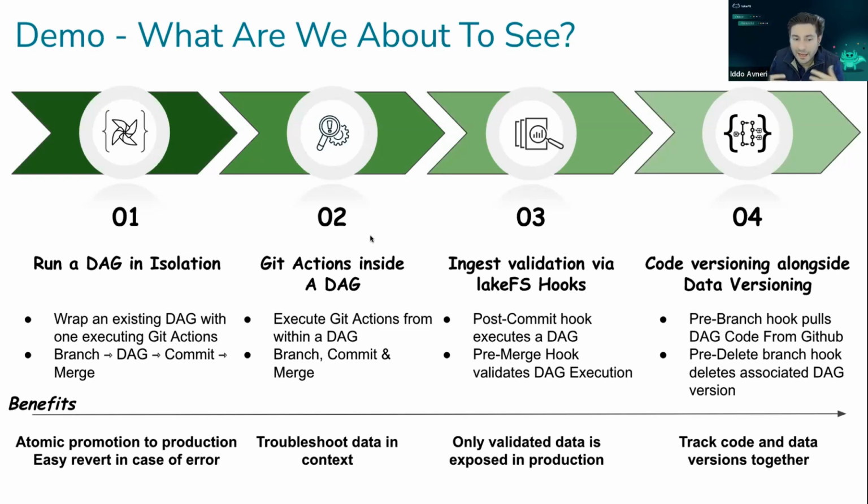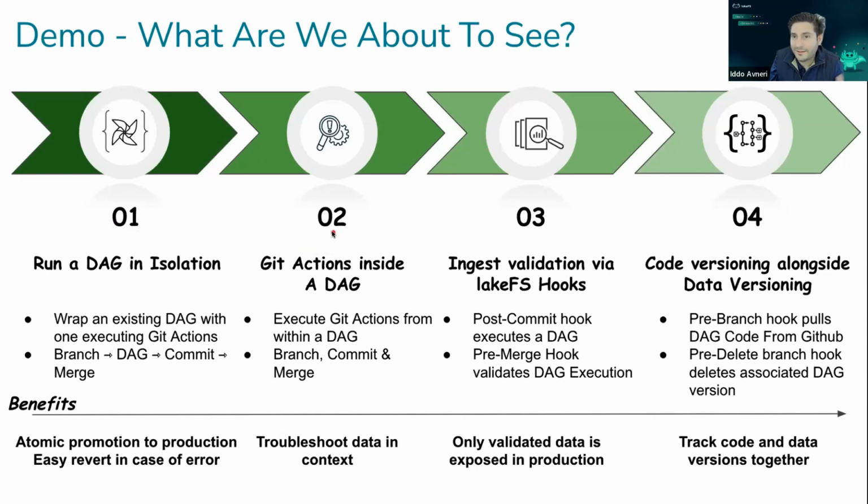That gives you atomic promotion of the changes that the DAG did into production. So it's all or nothing, right? If a DAG fails midway, there's no implications on it. Even if it didn't fail and you think that something was wrong in that DAG, you can easily roll back atomically your entire data lake to before that DAG ran. So that's the very first use case that we're going to work on, that we're going to present to you.